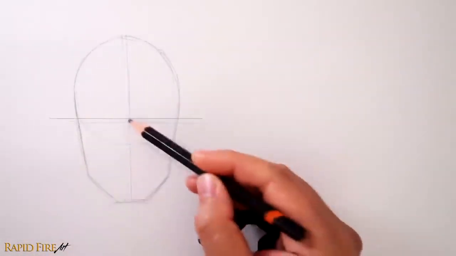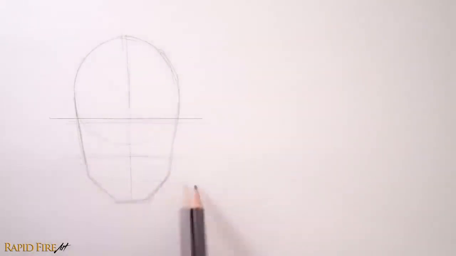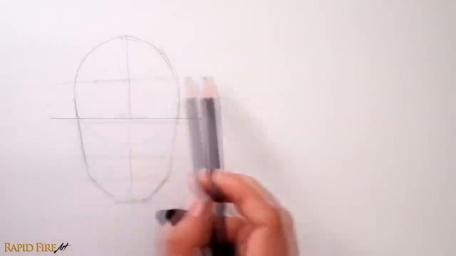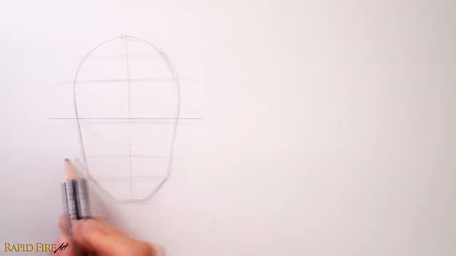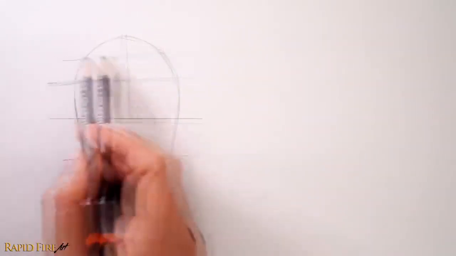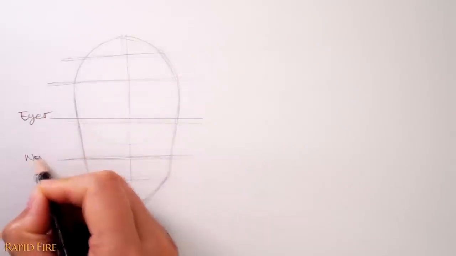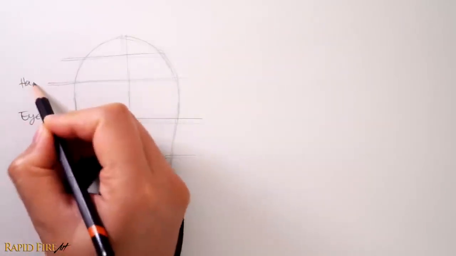Now we're going to split the entire head in half by drawing a horizontal line going through the very center. Split the bottom section of the face in half and then in half again. Let's do the same thing with the top portion of the head. These lines are for the eyes, nose, lips, and hair.